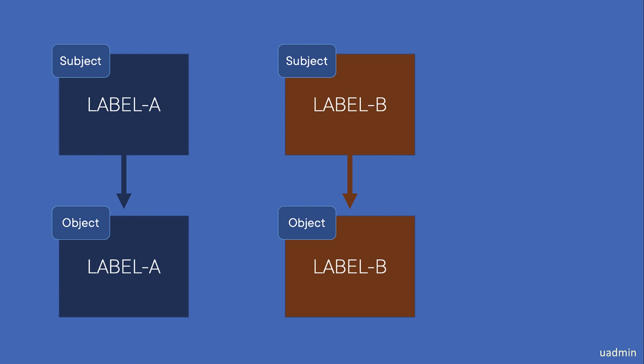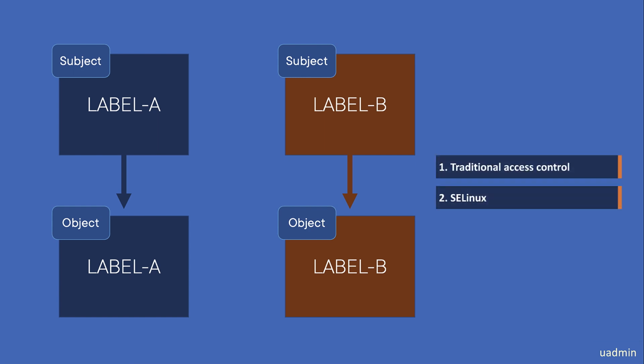Now, if the process that has label A tries to access a file that also has label A, the permission will be granted by SELinux. Of course, first traditional access will be checked, so SELinux does not have to step in if the user ID has no read, write or execute permission, because, as stated, the order is first discretionary access control and then SELinux.